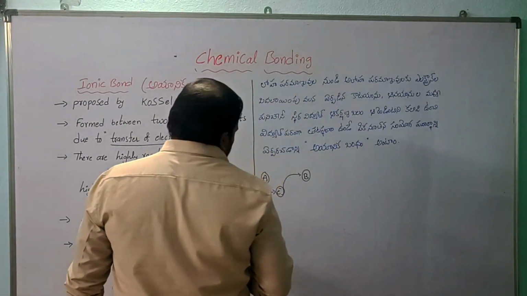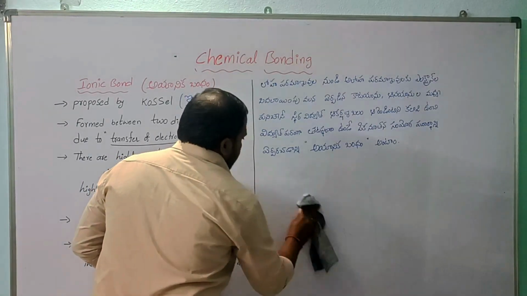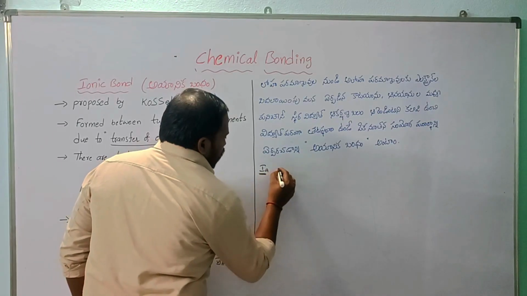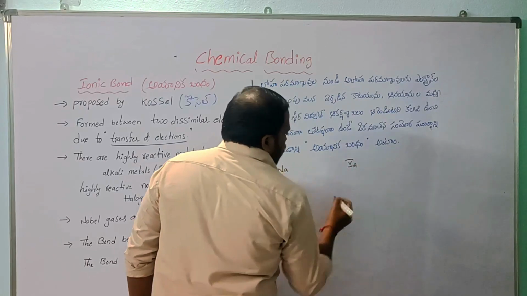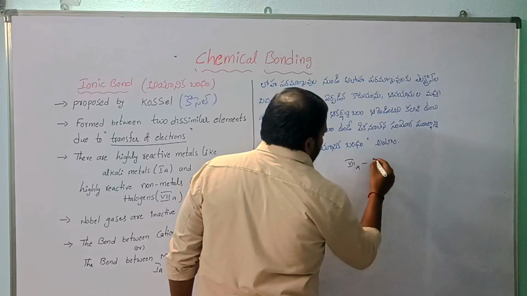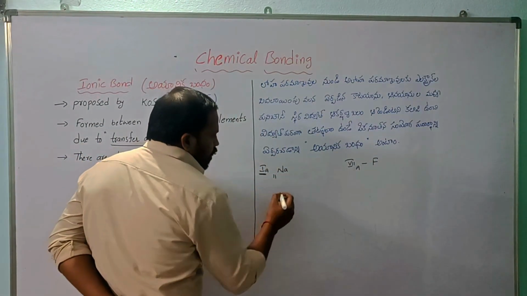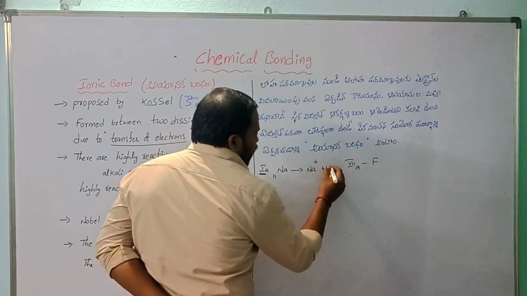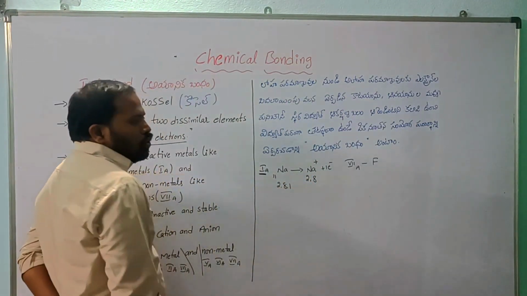So shall we check with one example? Then you can understand. First we can take NaCl. First A group element, I am taking sodium. And the 7th A group element is fluorine. Sodium atomic number is 11. It can lose the electron, then it forms Na plus by losing 1 electron. So it changes to the 2,8 configuration. First it has 2,8,1.